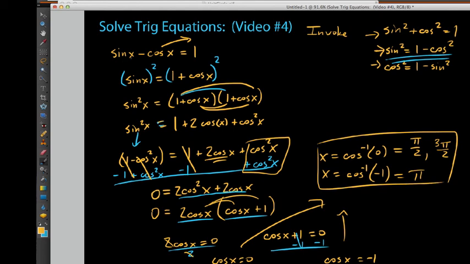So recall that when you have just, say, a sine and a cosine, the best tact to take is to kick one of the trig functions to the other side, square both sides, and then we can use a Pythagorean substitution as we've seen in prior videos.